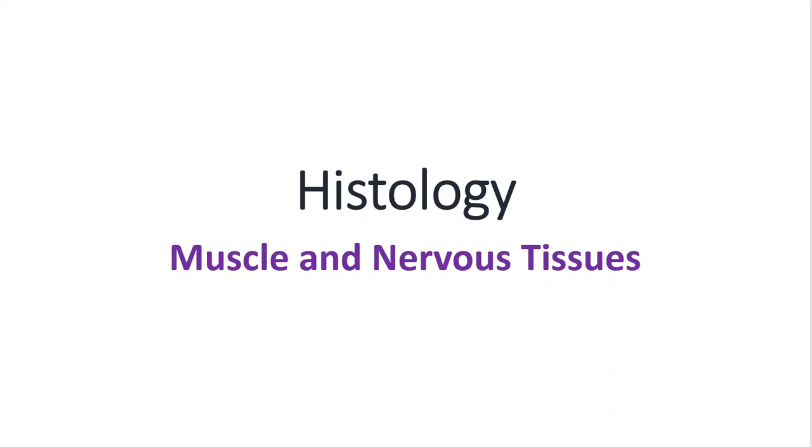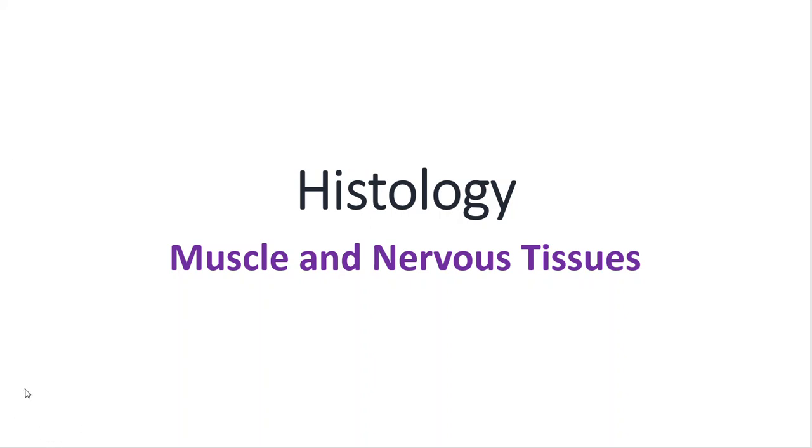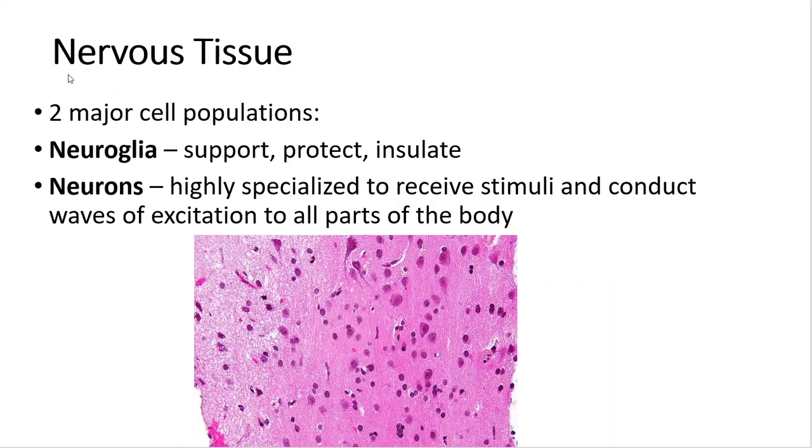Okay, guys, we're going to talk about the muscle and nervous tissue, the last of our four main tissue types. Now, as I mentioned before, we're going to actually see these again this semester, and we're going to talk about them in more detail. So this section is not nearly as long or involved because we are going to cover it again later on in the semester.